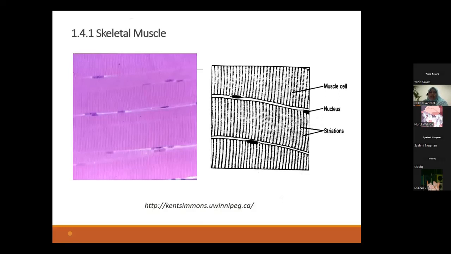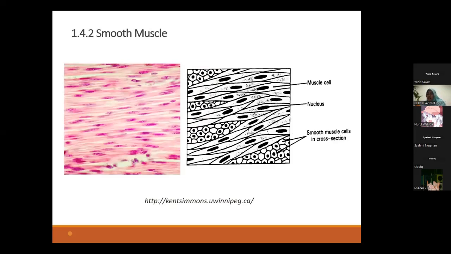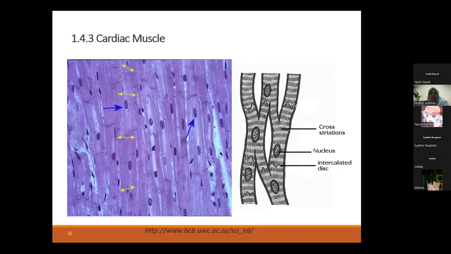All right, so again, another picture showing you the skeletal muscle, and you can see the striation, right? And the shape of the cell is tubular, okay, with multiple nuclei. All right, so for smooth muscle, you can see that the smooth muscle is spindle in shape, okay, no striation, and it is involved in involuntary control. And next one is cardiac muscle. So you can see this is what we call the intercalated disc.